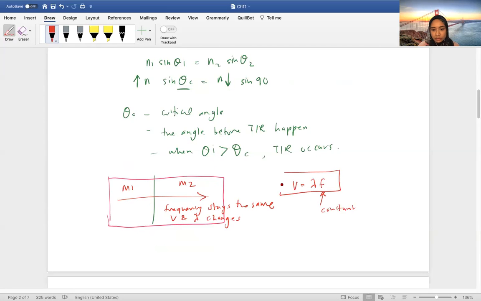Okay, so these are the three things that you need to consider when light is propagating into another medium. All right, so we talked about reflection, refraction, Snell's law, TIR. Okay, back to mirrors.